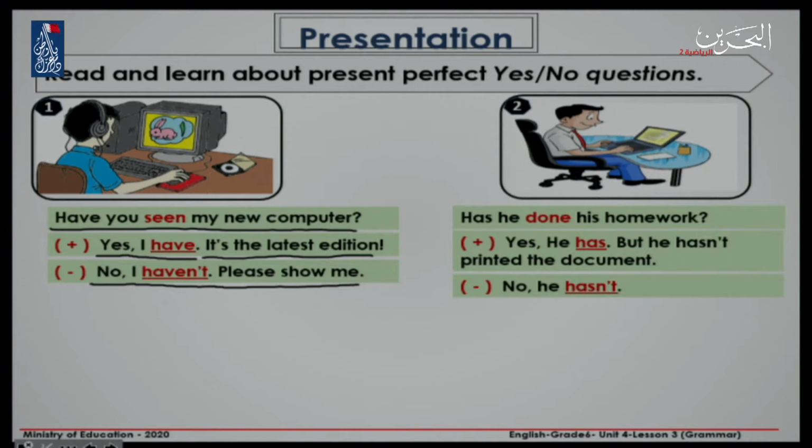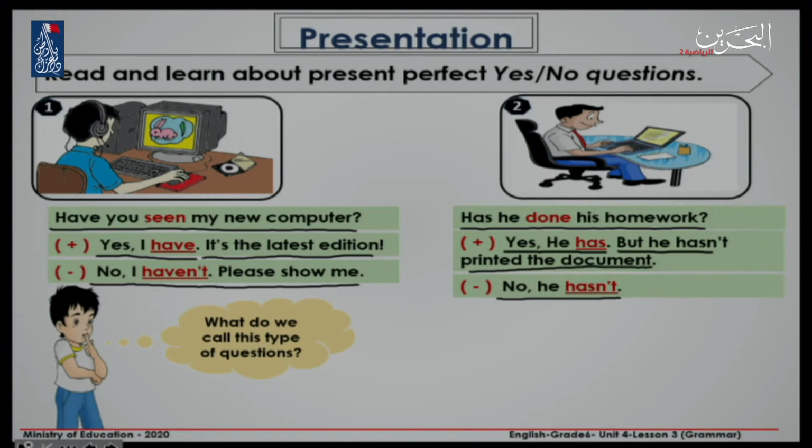Now look at picture 2. Has he done his homework? Yes, he has. But he hasn't printed the document. Or you can say, no, he hasn't.